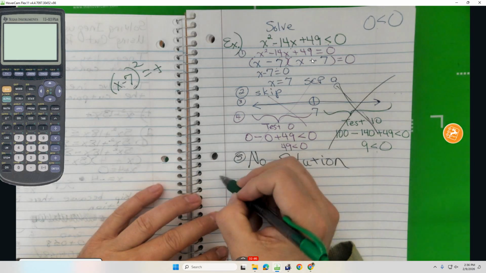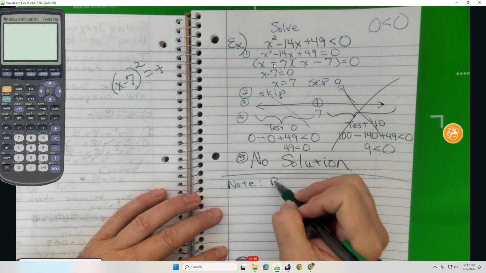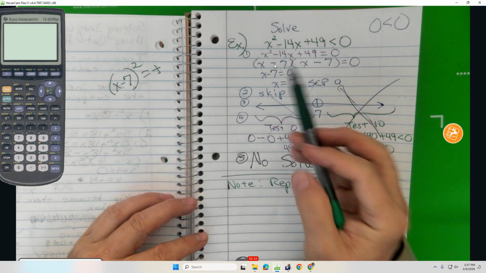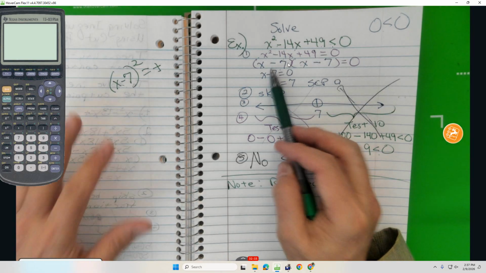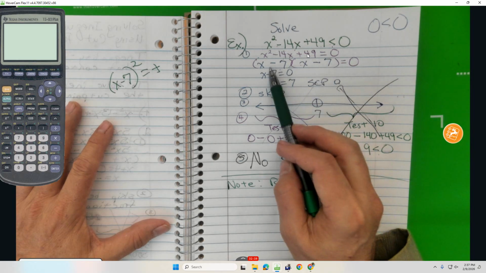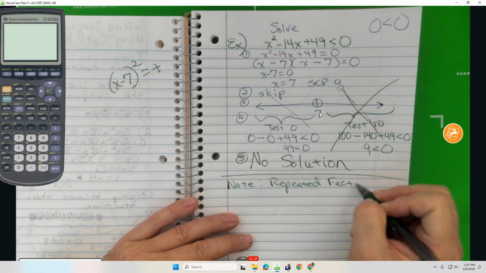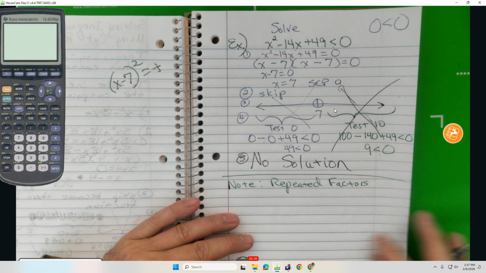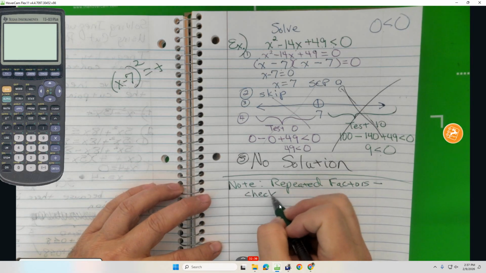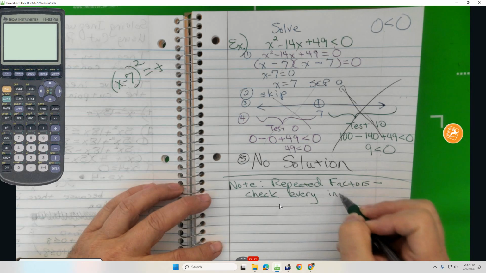So I'm going to say, note, if you have repeated factors, do you understand what I mean by that? That's what we had here. We had x minus 7 times itself, the exact same thing inside the parentheses. Repeated factors. You need to check every interval. It may not alternate. Check every interval.